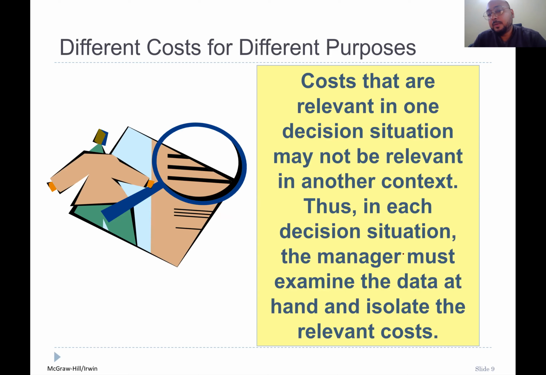So different costs for different purposes. Costs that are relevant in one situation may not be relevant in another situation, right? So if you just understand that relevant cost is like these costs, it means every time a situation comes, these must be the relevant cost? No. Relevant cost changes with scenarios as well. When scenario changes, time changes, it changes, right? Thus in each decision situation, the manager must examine the data at hand and isolate the relevant costs.